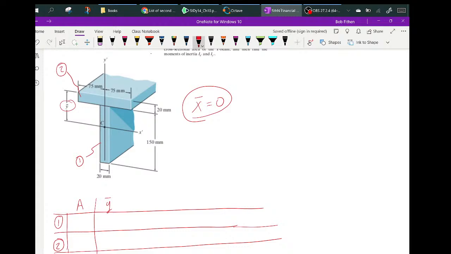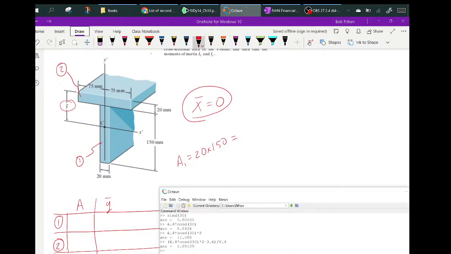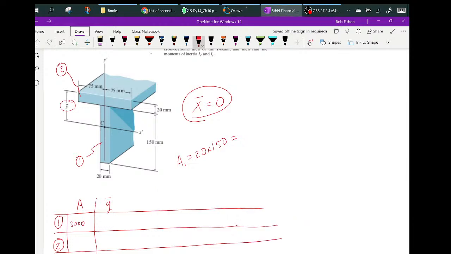Okay, first let's deal with the area. I've identified this one as being 1. So the area of 1 is equal to 20 times 150. Let's go ahead and do this. We're going to keep these back and forth. 20 times 150. These numbers are going to get fairly large. So the area of 1 is 3,000. The area of 2 is equal to, okay, that's a 150 and that's a 20. Oh, okay, 20 by 150, and that's 3,000.